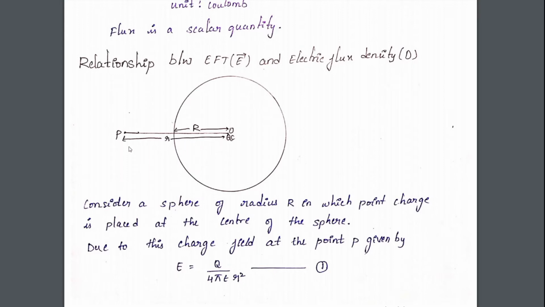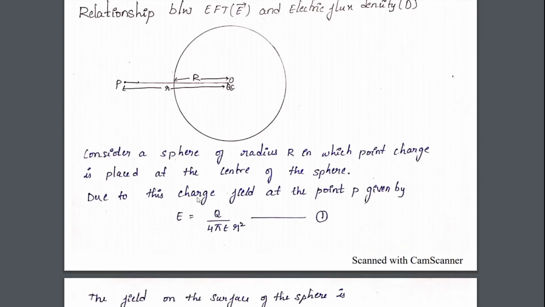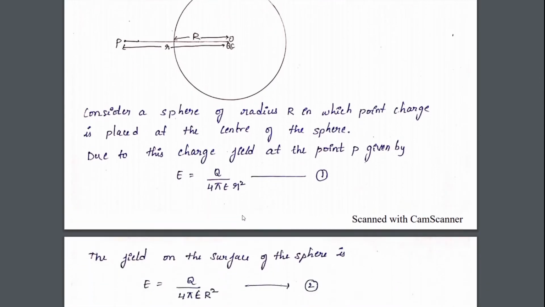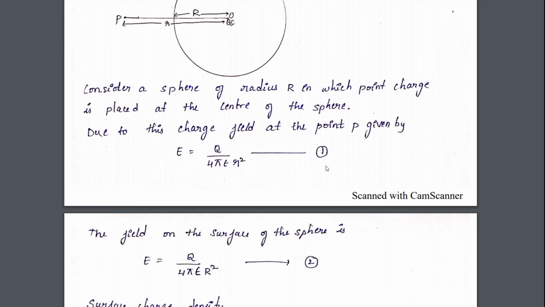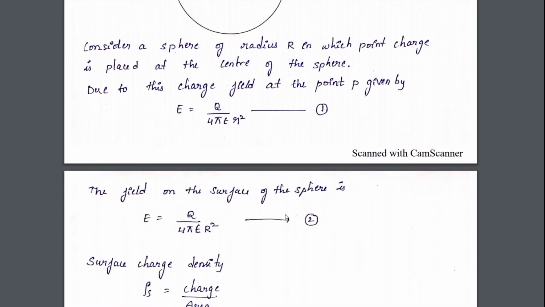Due to this Q coulombs, at the point P, we first calculate the field. So we have done the field expression in the last class. So it will become what? Q by 4 pi epsilon r square. And instead of calculating at P, if I shift the point P on the surface of the sphere, the field on the surface of the sphere becomes Q by 4 pi epsilon capital R square.